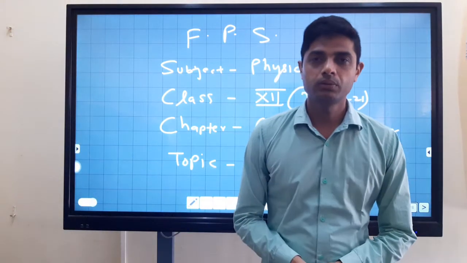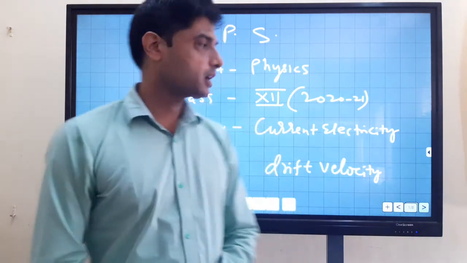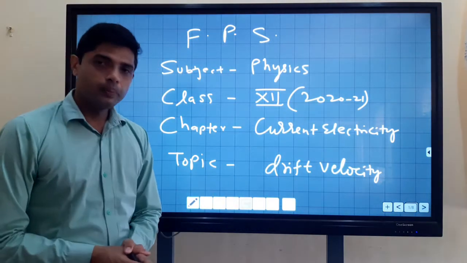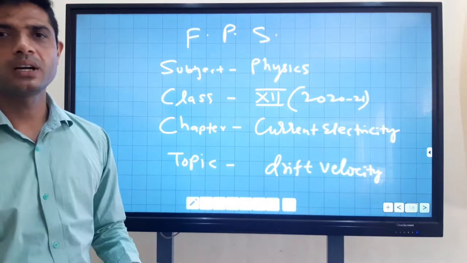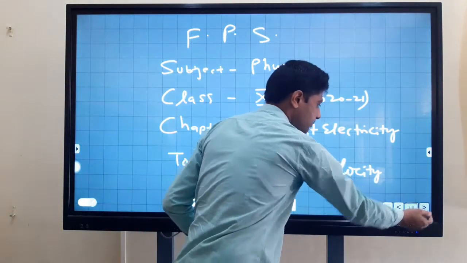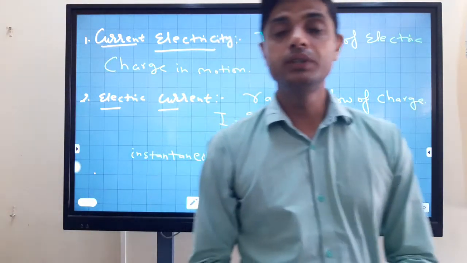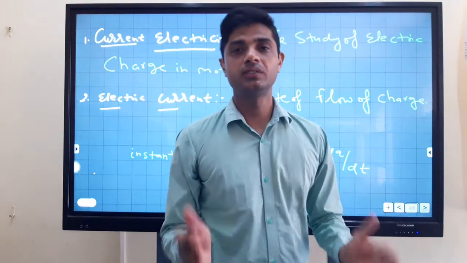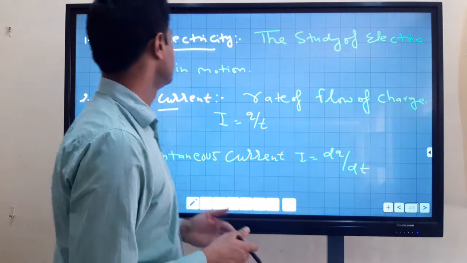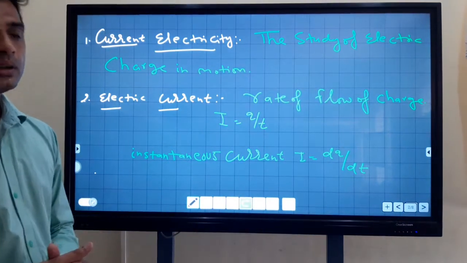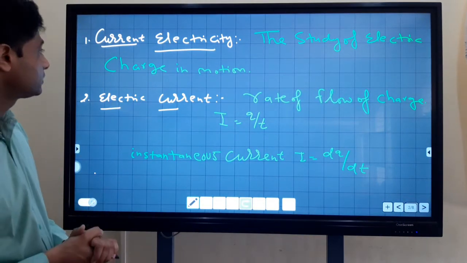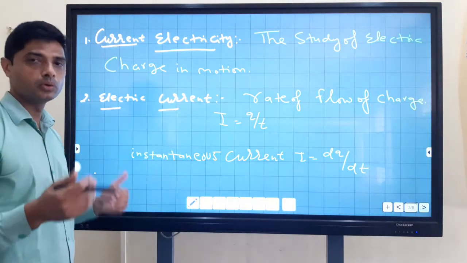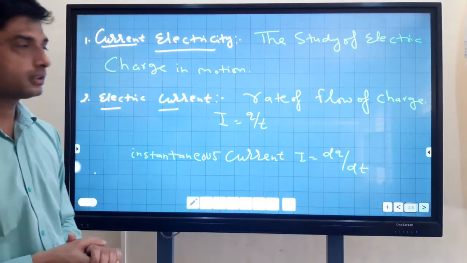Today I am going to take a lecture of 12th class, and today's chapter is current electricity. Topic: drift velocity. What is current electricity? Current electricity is the branch of physics in which we discuss the charge when charge is in motion. So the study of electric charge in motion is known as current electricity.